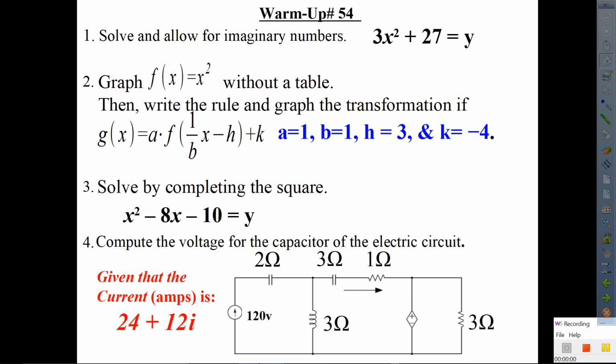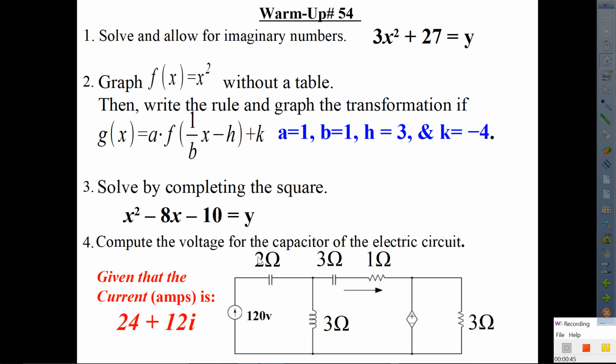Warm-up number 54 is on the screen. Number 1, solve and allow for imaginary numbers: 3x squared plus 27 equals y. Number 2, graph f of x equals x squared without a table. Then write a rule and graph the transformation g of x equals a f of 1 over b times x minus h, plus k, given the parameters a equals 1, b equals 1, h equals 3, and k equals -4. Number 3 says, solve by completing the square: x squared minus 8x minus 10 equals y.